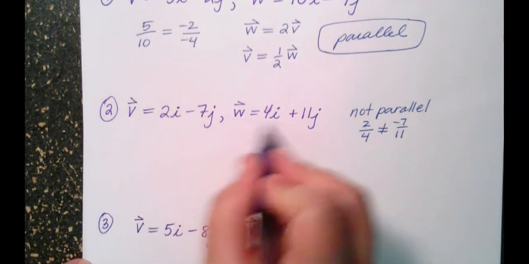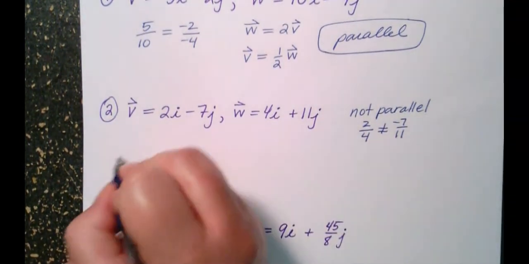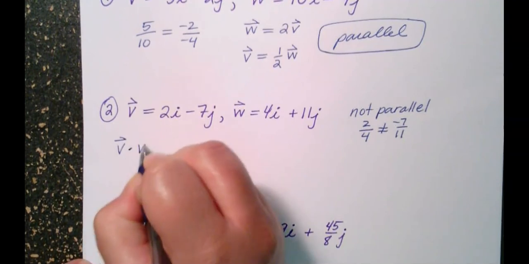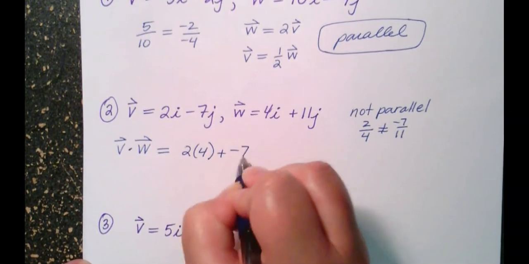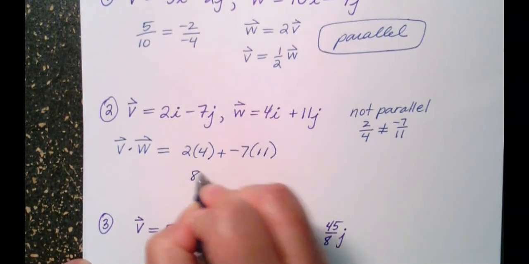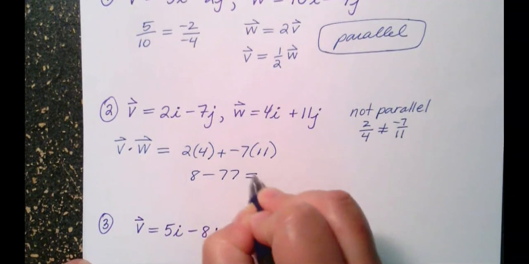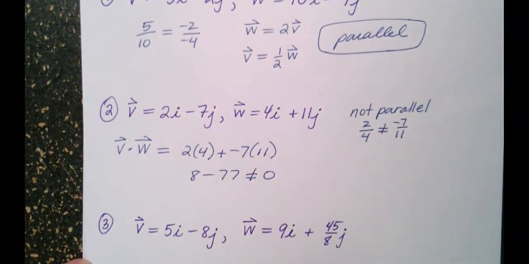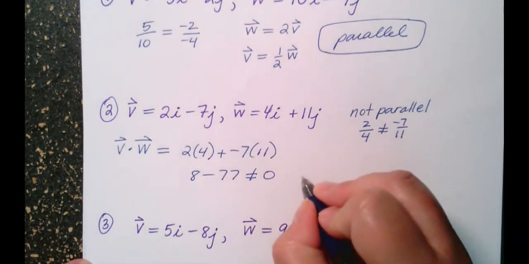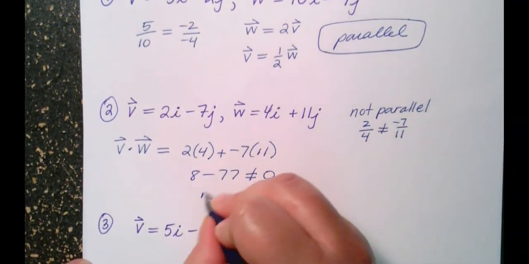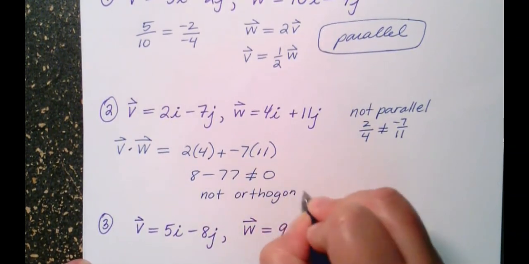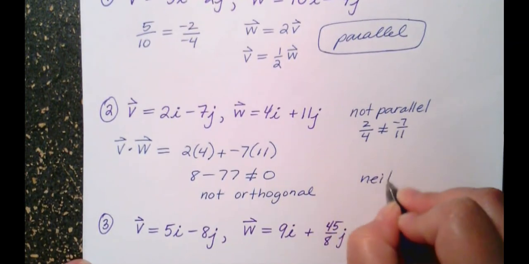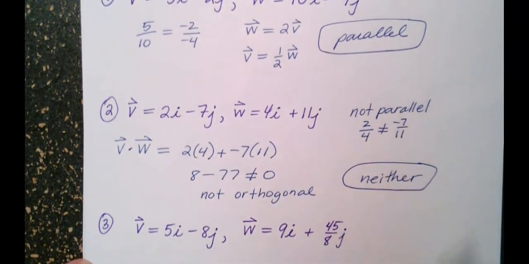So I'm going to do the dot product to see if maybe these are orthogonal. Okay, my dot product: 2 times 4 plus negative 7 times 11. It becomes pretty apparent pretty quickly that that is not going to be equal to 0. It really doesn't even matter what it is equal to, but it's going to be equal to, I think, negative 69. This is not 0, so they are not orthogonal. So this is a neither.